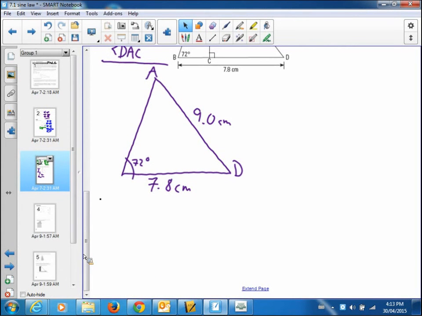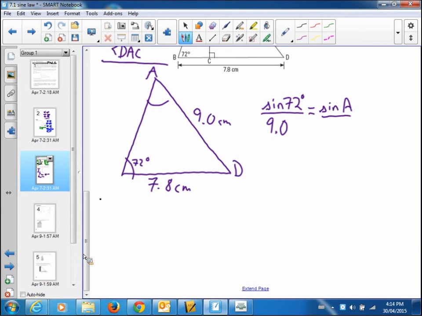So let's see here. 72 is across from 9. I'm going to just jump right into this. Sine of 72 degrees over 9 equals, right, we're going to solve sine of A. A because it's across from 7.8.